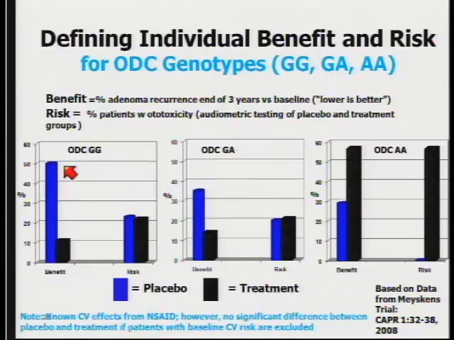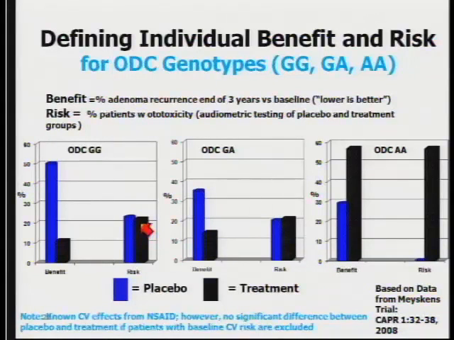The ODC A-allele appears to be prognostic for recurrence. The treatment works very well in terms of benefit in this GG genotype and the GA genotype, it doesn't work at all. In fact, may be contraindicated in this A genotype. And we think we understand the mechanism of why this happens.